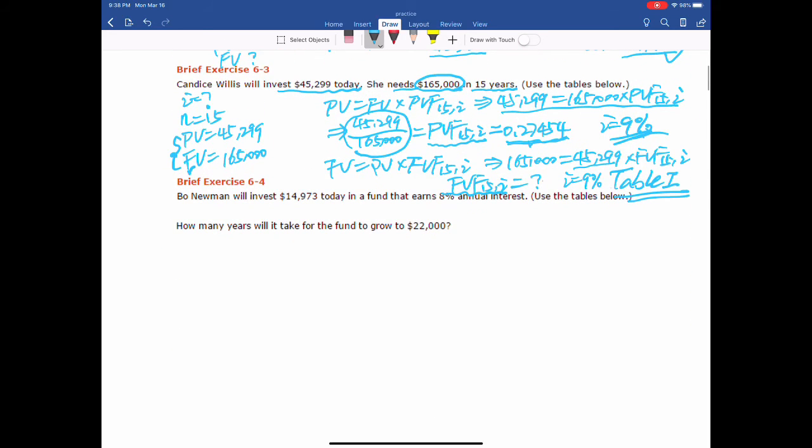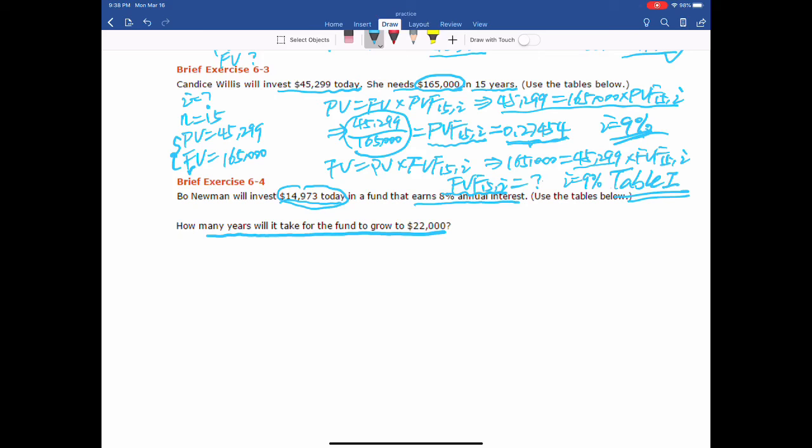Now, next. Again, one person invests this amount today and earns interest at 8%, an annual interest rate. So how many years will it take for the fund to grow to 22,000? Because it only made one investment, it is again a single sum problem. So let's translate the question into this format.